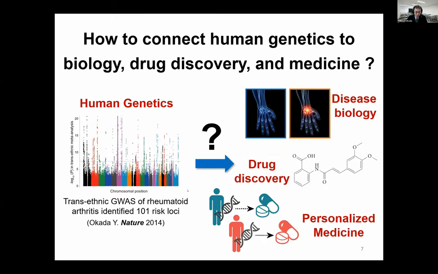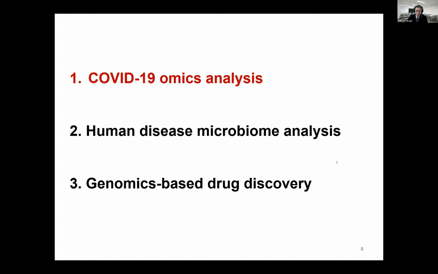But doing GWAS itself is not difficult. I think everyone can do it now. How to connect human genetics to biology, drug discovery and medicine is still a difficult task. These are the goals of human genetics and life science, and we should definitely make efforts on how to translate the left side to the right side. I would like to show several omics stories of our strategies today.